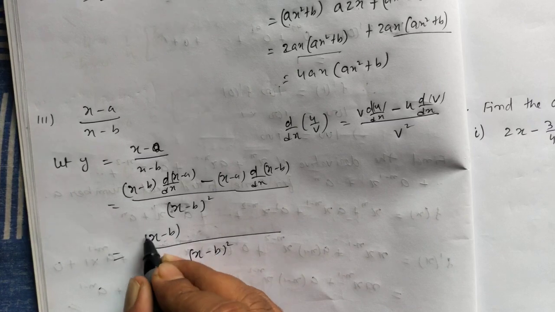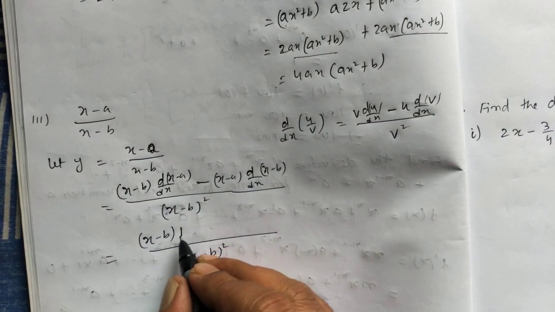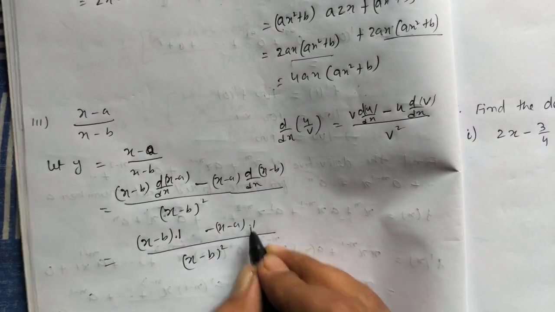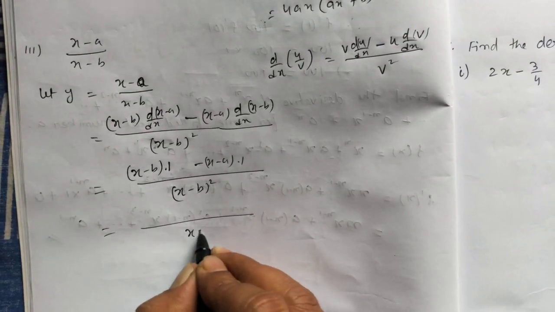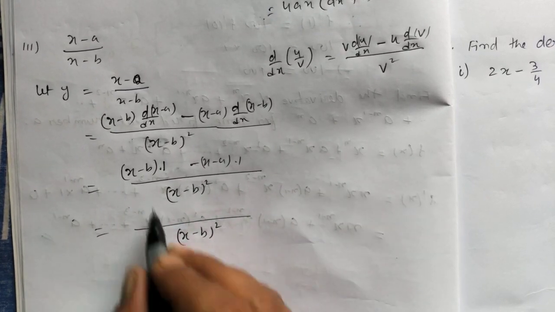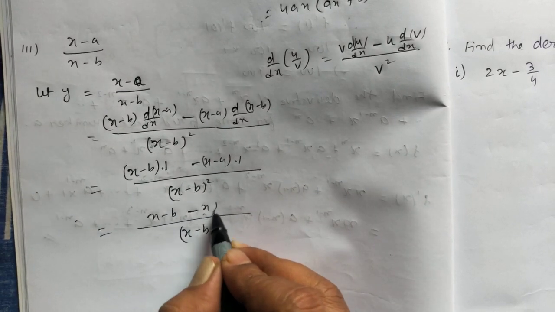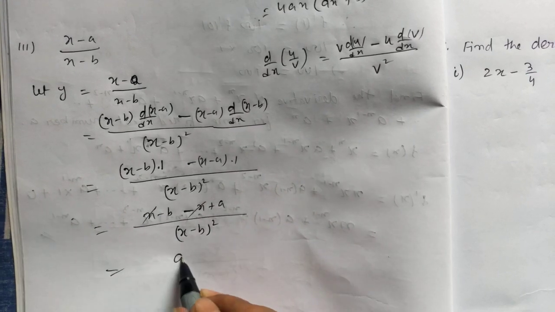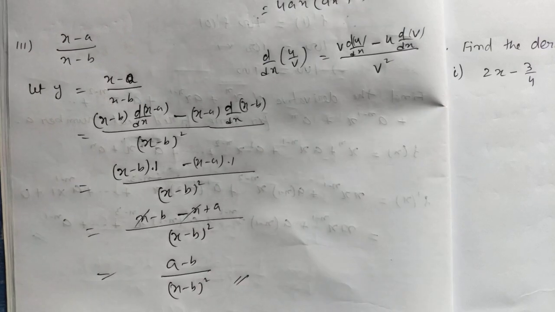X minus b, derivation of x is 1 only. For a is 0, no need to write. Derivation of x is 1 only. Now numerator you have x minus b whole square. Denominator as it is. Numerator you just multiply x minus b. If you multiply with 1, minus x plus a. So x minus x is cancelled. You are left with a minus b by x minus b whole square. This is the answer.